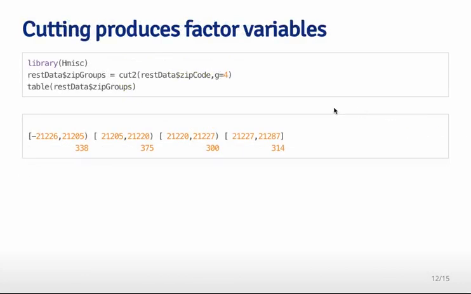So cutting produces factor variables. We saw before that I wanted to create this zip groups variable where I cut the zip codes up into 4 separate groups by their quantiles. And so if you make a table of them, you'll get to see this table, and the class of this object, zip groups, is now a factor variable.